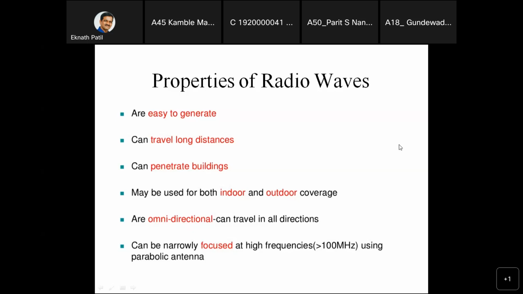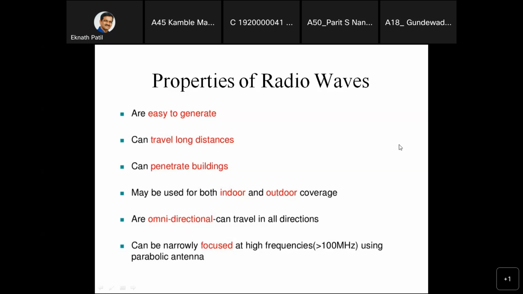Radio waves are omnidirectional, they can travel in all directions. This part is very important. As we have gone through the antennas, some are not in one direction, they are omnidirectional, while others are directional, more directional we can say. They can be narrowly focused at high frequencies greater than 100 gigahertz, using parabolic antennas. With these properties, one can transmit the signal as required, and the receiver is going to receive it.